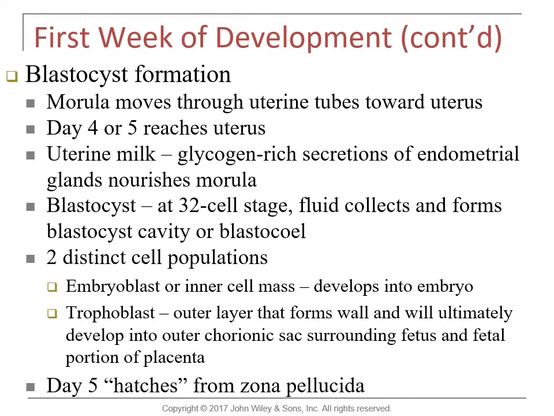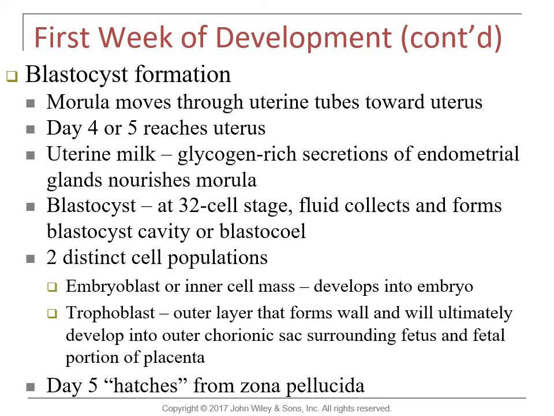developing morula. At the 32-cell stage, the fluid enters the morula, collects between the blastomeres, and reorganizes them around a large fluid-filled cavity called the blastocyst cavity. The blastocyst cavity is also called the blastocele. Once the blastocyst cavity is formed, the developing mass is called the blastocyst. Though it now has hundreds and hundreds of cells, the blastocyst is still about the same size as the original zygote. During the formation of the blastocyst, 2 distinct cell populations arise.